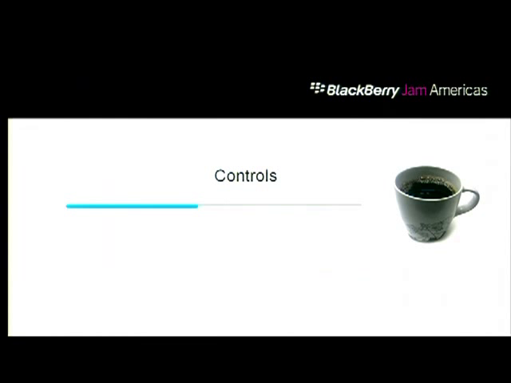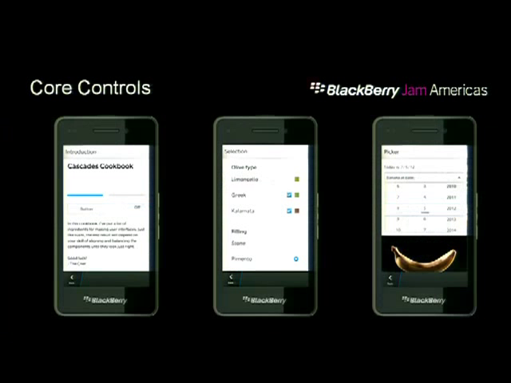So we're moving on to controls. Controls are things like buttons and labels and images and lists. We have a whole bunch of core controls that are available in both the dark and the light theme. Most of what you saw this morning and probably in other sessions are core controls.